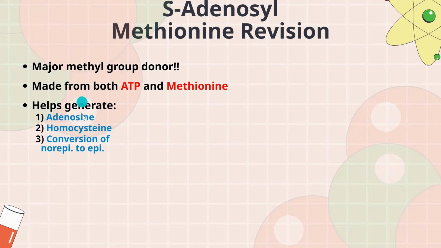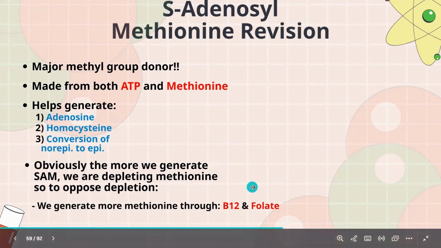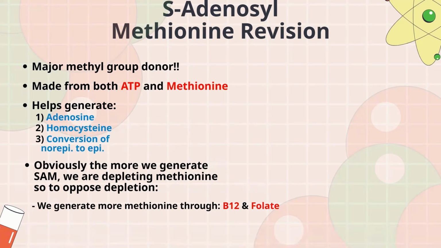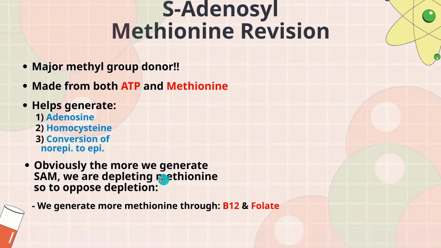So adenosine is formed. If you remember, with homocysteine, both of these are formed through SAH, right? And the conversion of norepinephrine to epinephrine. Obviously, the more we generate SAM, the more we're depleting methionine. So to oppose depletion, we are generating more through B12 and folate. Because we have the remethylation, right? Remethylation is through B12 and folate, going back to generate more methionine for generating SAM, because SAM is very important to keep converting norepinephrine to epinephrine. So it's like a continuous cycle that's going on and on.